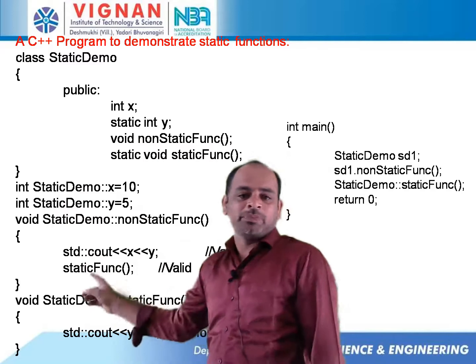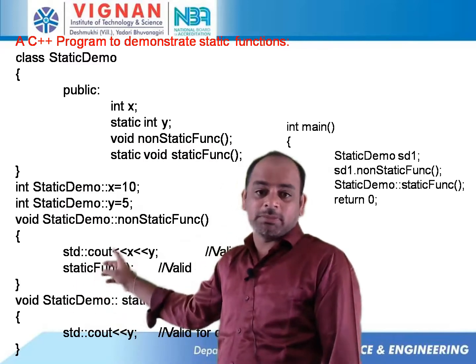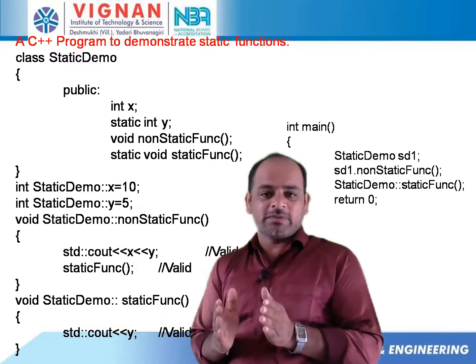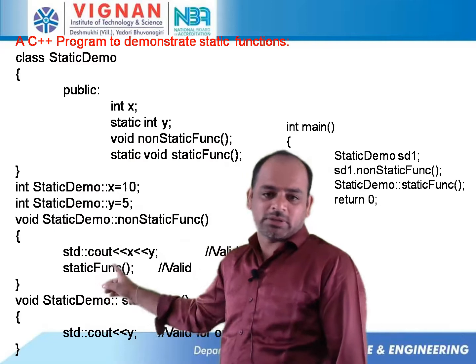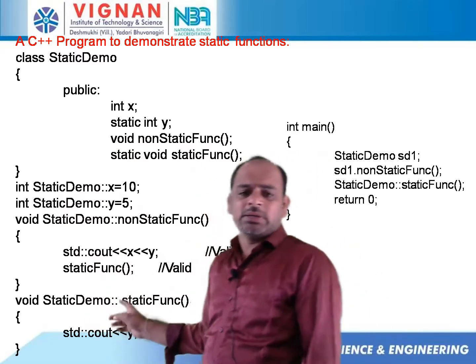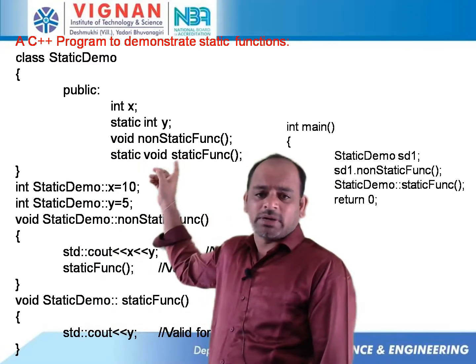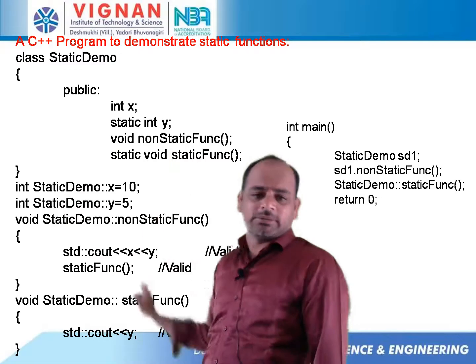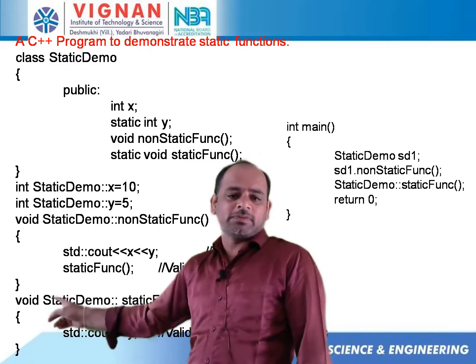These are valid. And we can also call the static function from the non-static function. There is a possibility of calling the static function from the non-static member function. You can call the static function, right? So this is a function call statement. Now define the static member function. This is the static member function. Write its definition by using the class name. Again, void is the return type of the function.